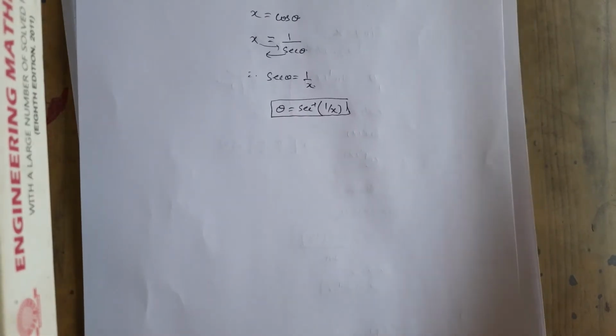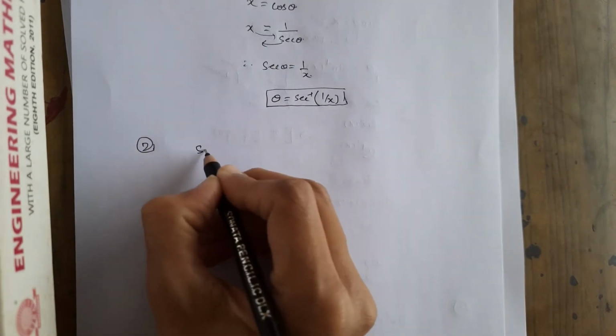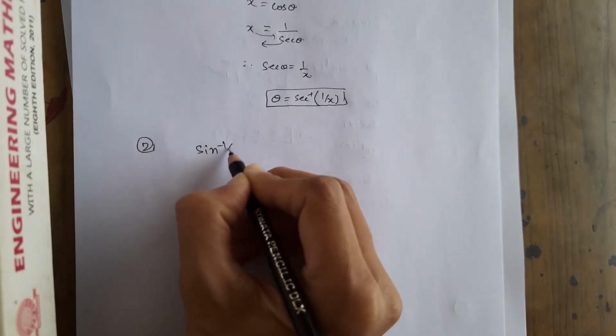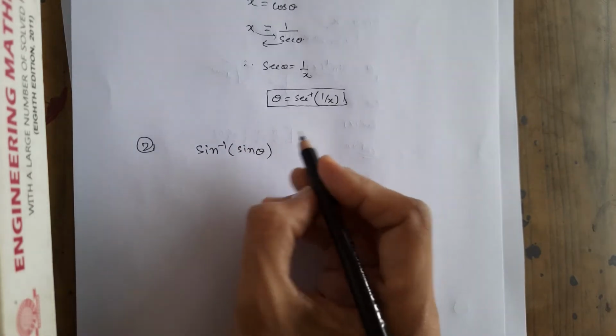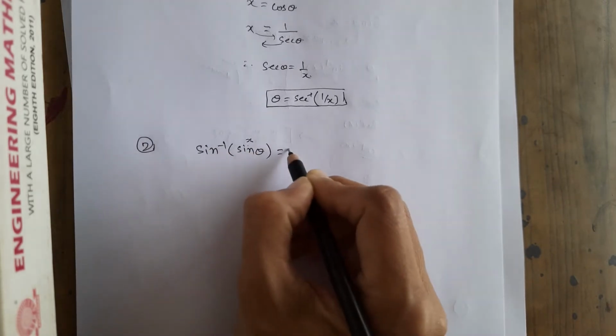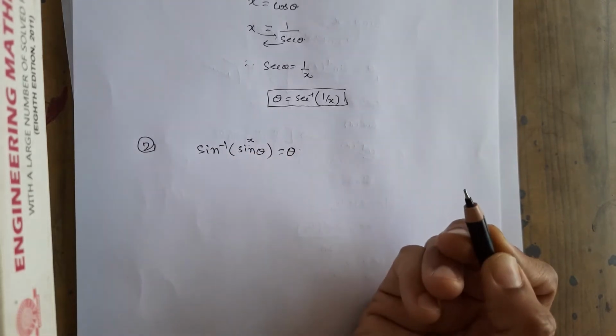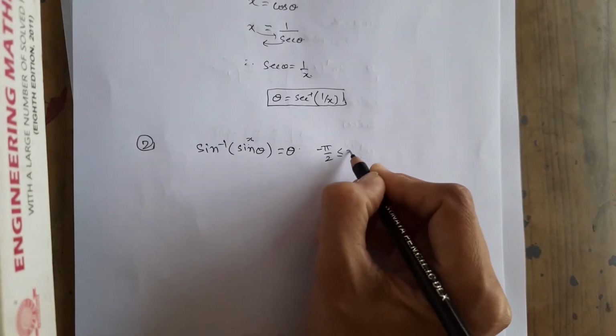Now property 2: if I have sine inverse outside and I am taking sine inverse of sine theta, instead of simple x I have sine theta here, so the sine gets cancelled and I will get only theta. The range you need to remember is minus pi by 2 to pi by 2.